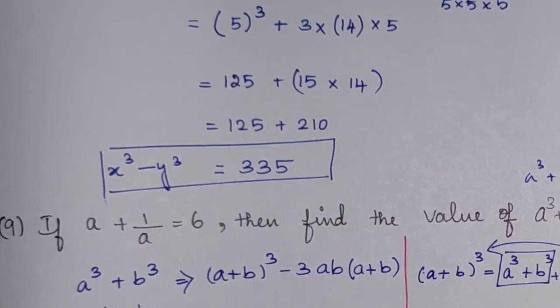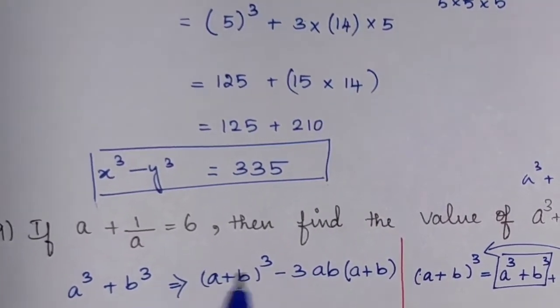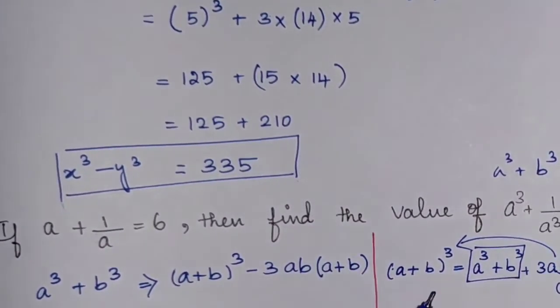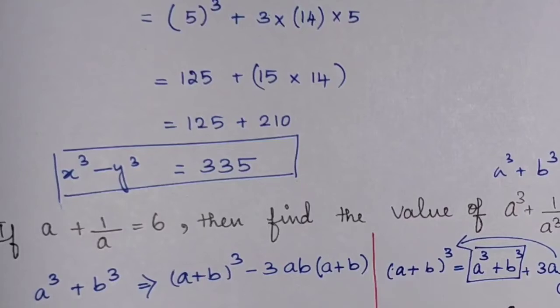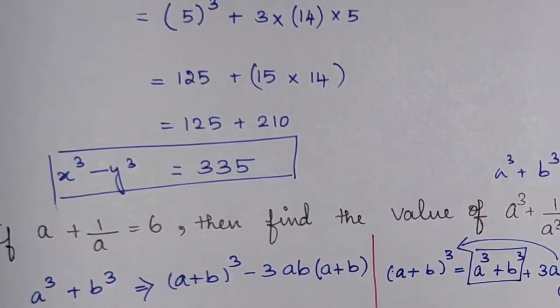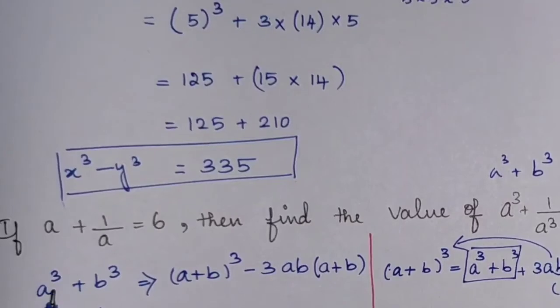This is what we are asked to find. Again, if we don't know the formula of a cube plus 1 by a cube, write whatever you know. We know the a plus b whole cube formula, so write all that. Whatever you need, keep it on one side and take the other term to the other side. So derive the identity, then look at that and compare.